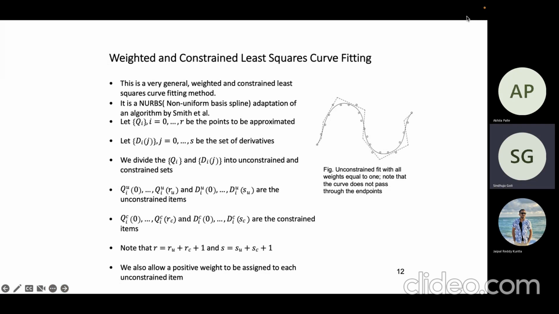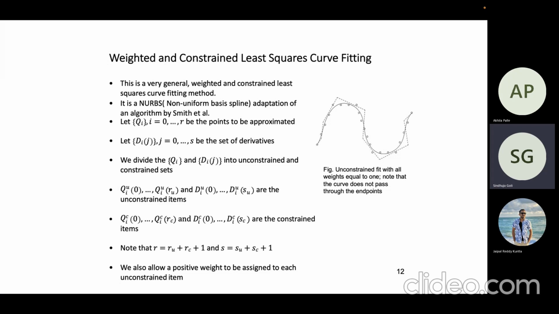This is a very general weighted and constrained least square curve fitting method, and it's a non-uniform basis spline adaptation of an algorithm by Smith and others. Here let Qi, i equal to 0 till r, be the points to be approximated, and let Di of j, j equal to 0 till s, be the set of derivatives. So we divide the Qi and Di of j into unconstrained and constrained sets.